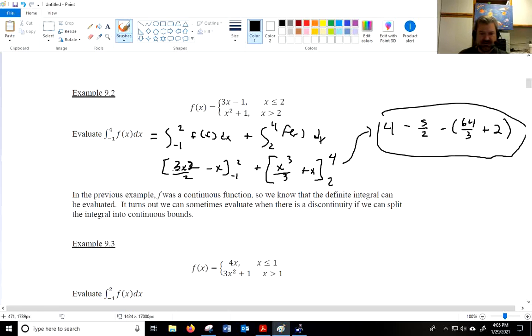All right. In the previous example, f was a continuous function. So we know that the definite integral can be evaluated. We talked about our fundamental theorem of calculus. We can show that if it's continuous on that interval from a to b, then the integral from a to b of f of x dx is equal to the antiderivative, so use a capital letter F, valued at b minus the antiderivative at a.